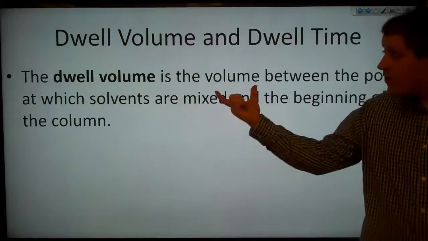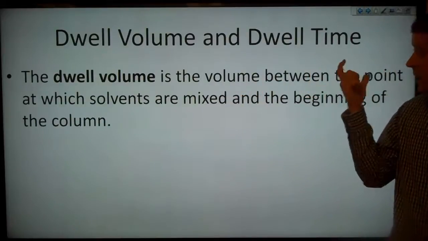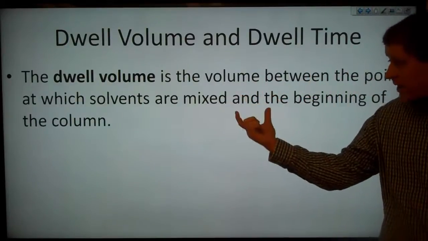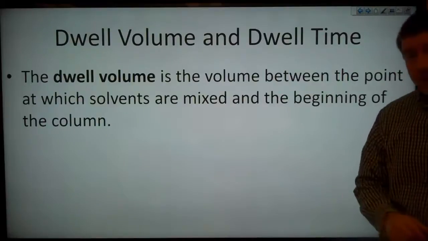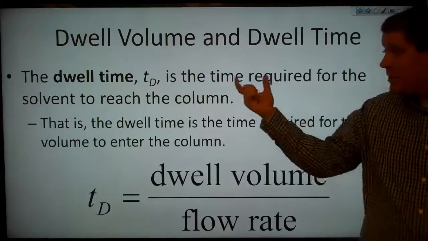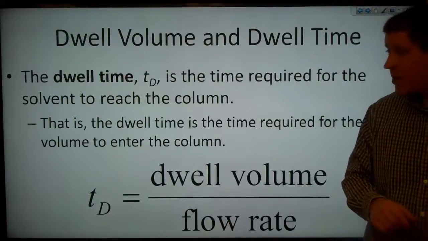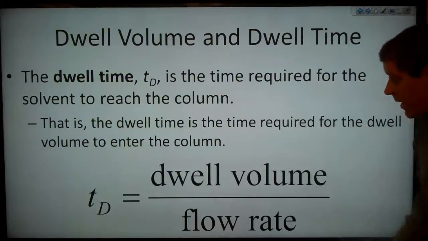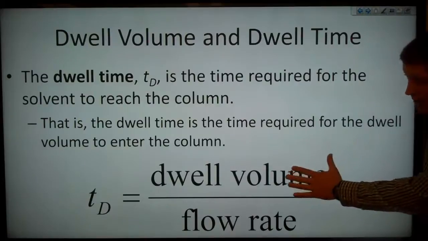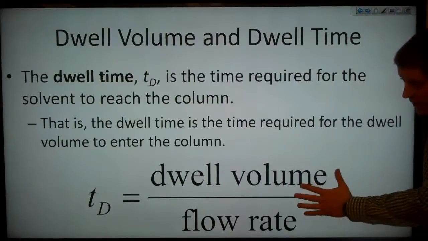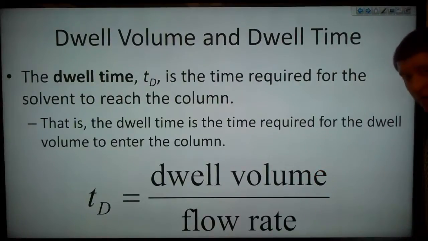The dwell volume is the volume between the point at which solvents are mixed and the beginning of the column. The dwell time, TD, is the time required for the solvent to reach the column. That is, the dwell time is the time required for the dwell volume to enter the column. So TD is equal to dwell volume divided by the flow rate.